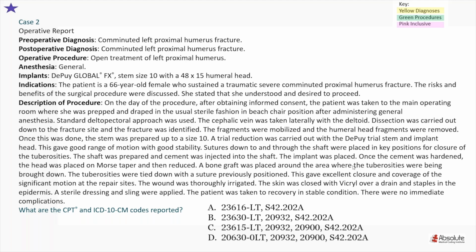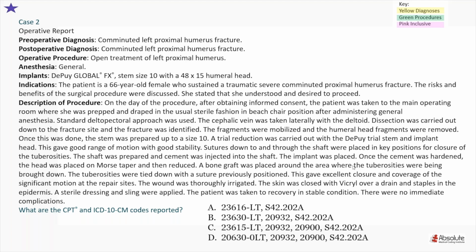This gave good range of motion with good stability. Sutures down to and through the shaft were placed in key positions for closure of the tuberosities. The shaft was prepared and cement was injected into the shaft. The implant was placed. Once the cement was hardened, the head was placed on the Morse taper and then reduced.